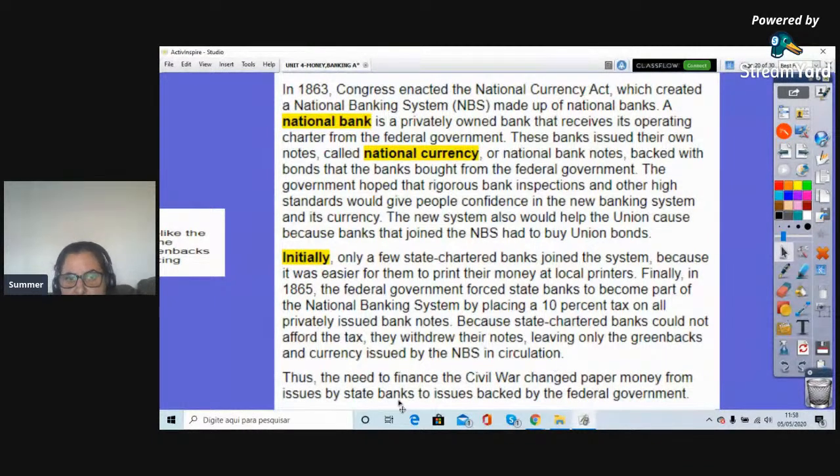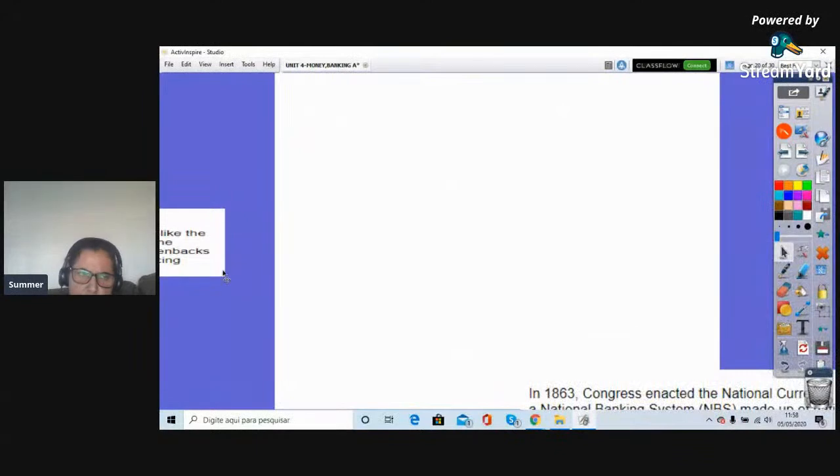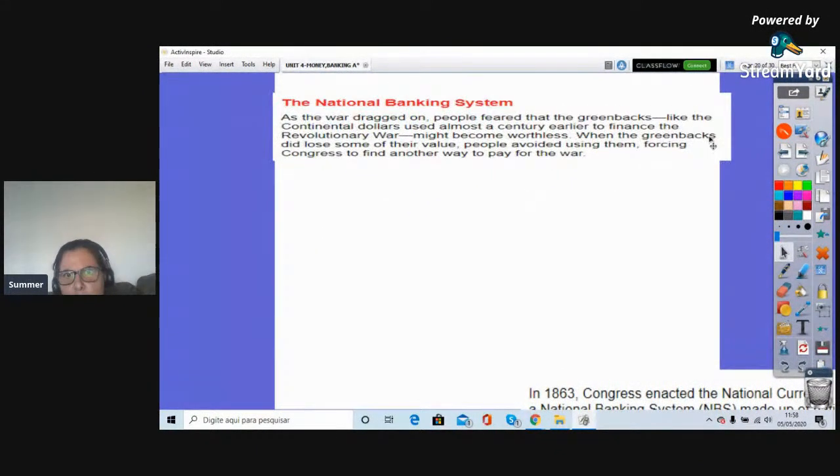With this, the need to finance the Civil War changed paper money from being issued by state banks to being backed by the federal government. So this is when the federal government started having control over the money. Okay?